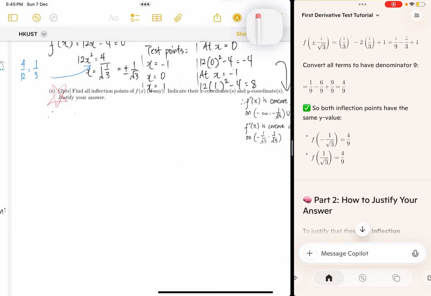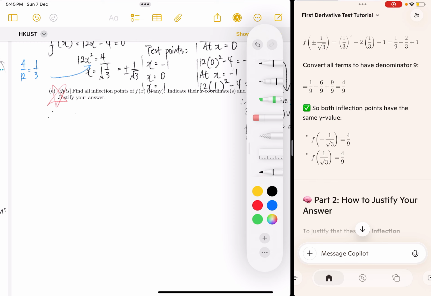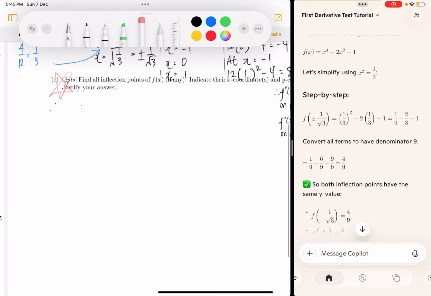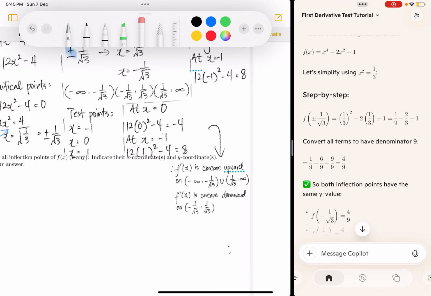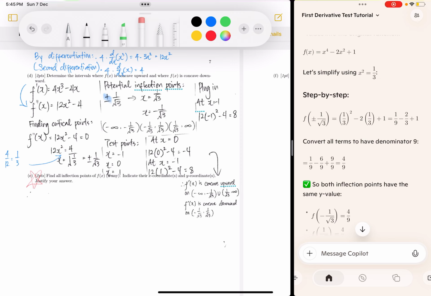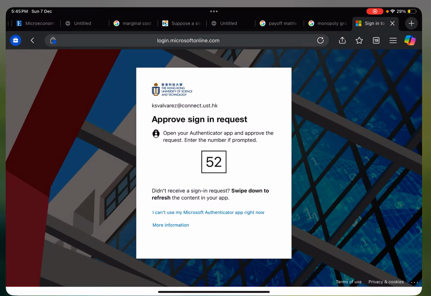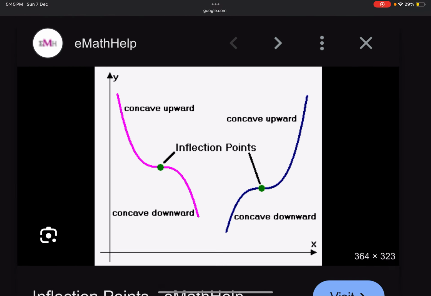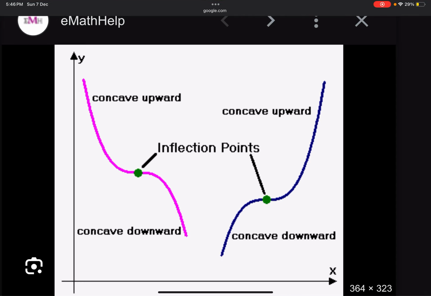is find all inflection points of f(x), if any, indicate their x coordinates and y coordinates, and justify our answer. So in order for us to find the inflection points, we've already found the potential inflection points, but we have not yet proven that they are inflection points. And how do we prove it? Well, we have to see whether it's concaving upward or concaving downward. An inflection point will have a concave upward or a concave downward side.